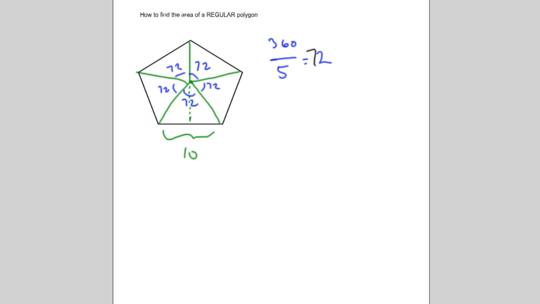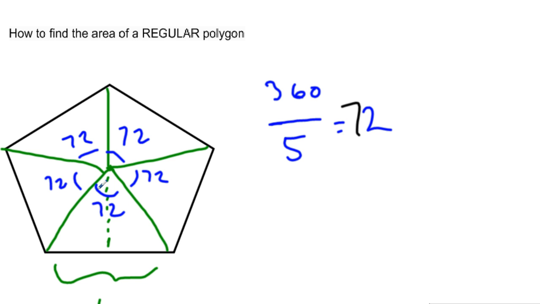Now, let me zoom in a touch. This is 72 for the whole thing. That still doesn't help me figure out the height. But if you look closely, you'll recognize that this is a right triangle right here.